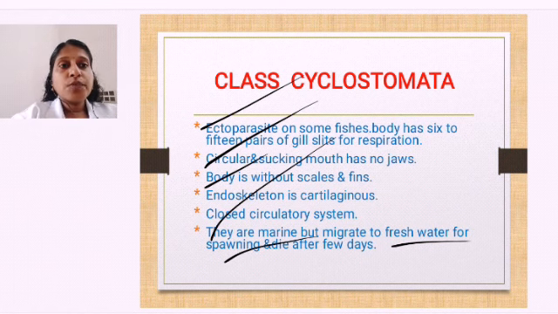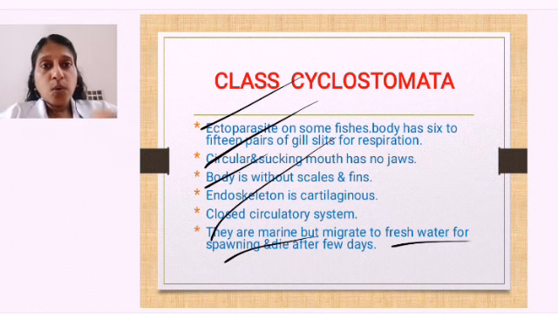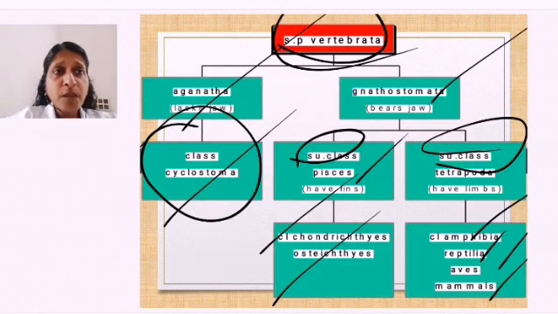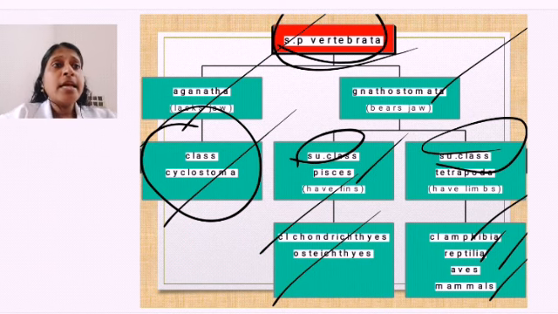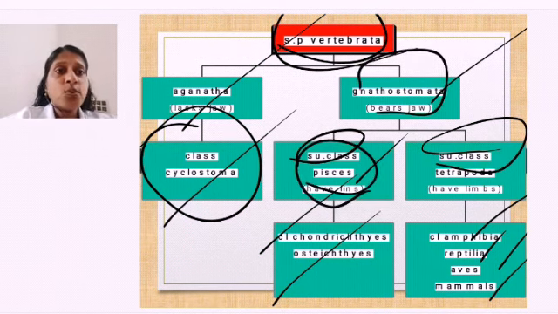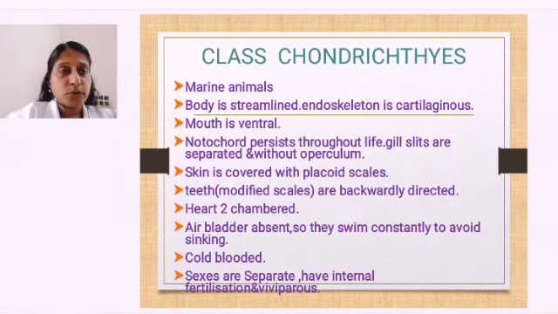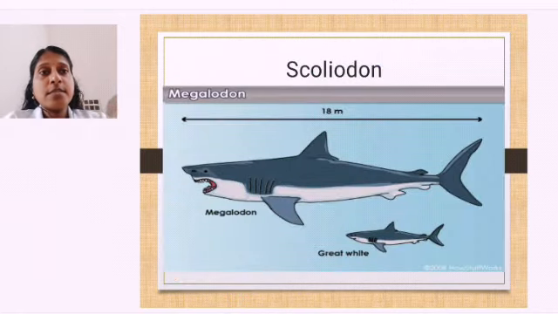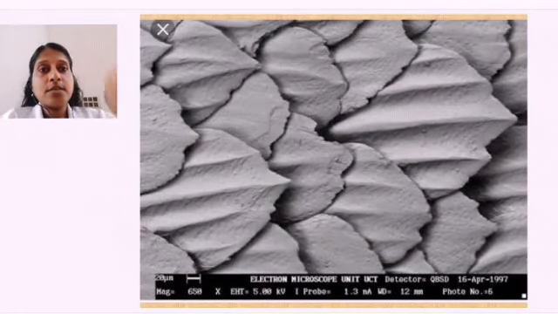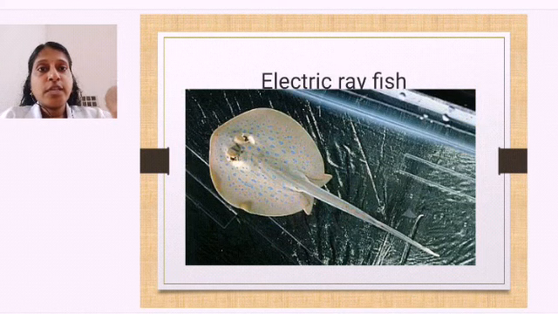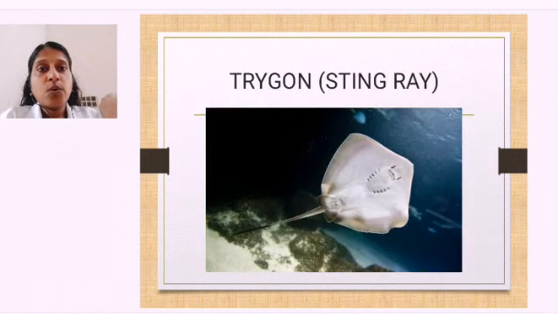So, that process we call spawning, which is laying eggs. Clear? For that, they come to the fresh water. So, these are the characteristic features of Cyclostomata. Now, moving on to the next one. We are going to discuss Pisces under Gnathostomata. Two categories are there, one is Chondrichthyes and another one is Osteichthyes. First, the Chondrichthyes class. The fishes like this, scales, sawfish, electric ray fish, trygon, are all coming under Chondrichthyes.